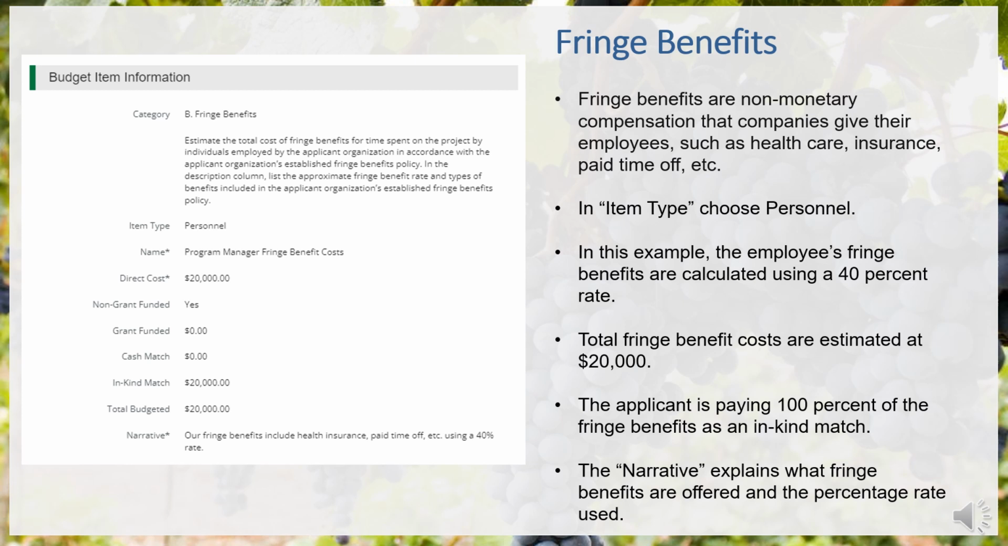The narrative explains what fringe benefits are offered and the percentage rate used. Note that fringe benefit rates for federal grants should not exceed those used for employees working on other projects. That is, applicants should use their actual fringe benefit rate.